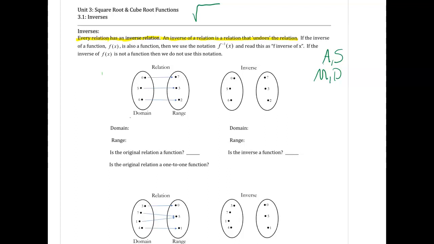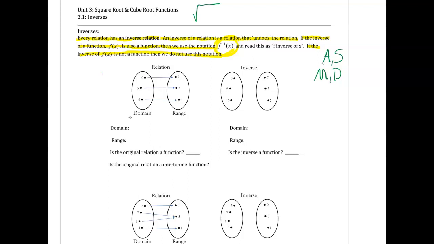So if the inverse of a function is also a function, then we're going to write that new function with this notation here, f with that -1 of x, and it's read as f inverse of x. That -1 isn't an exponent, it just means it's the inverse. So if the inverse of a function is not a function, then we don't use this notation.